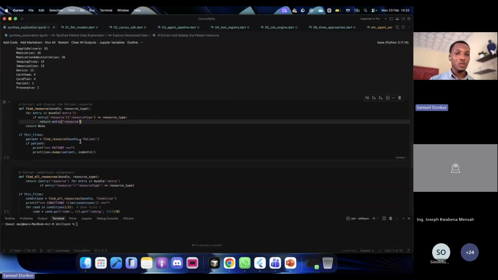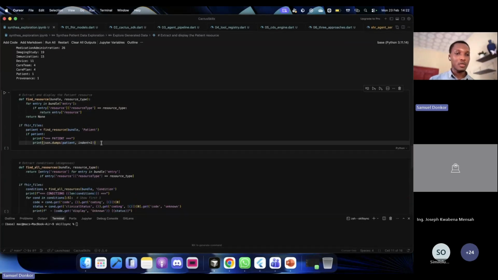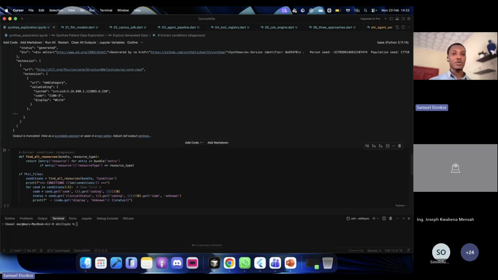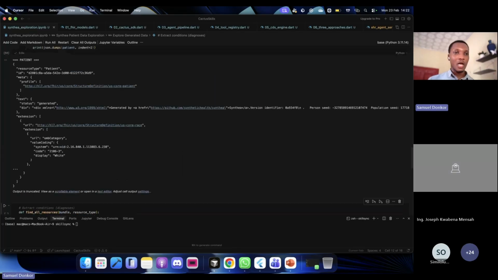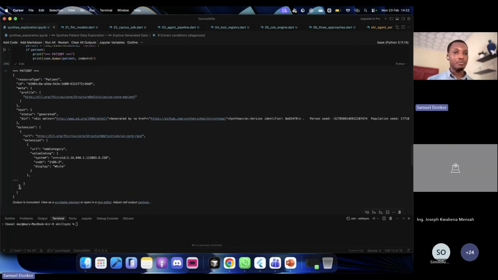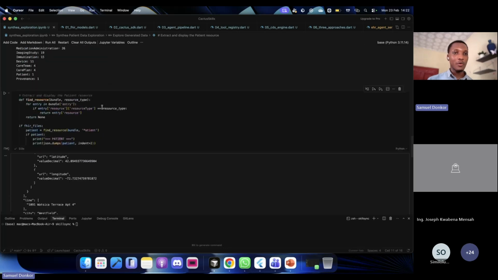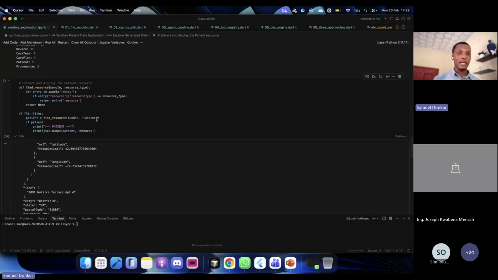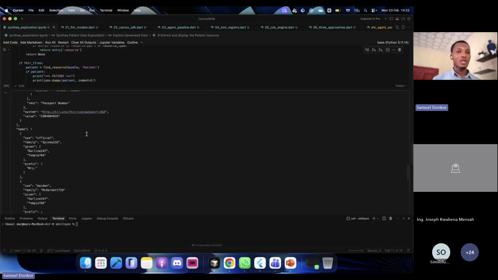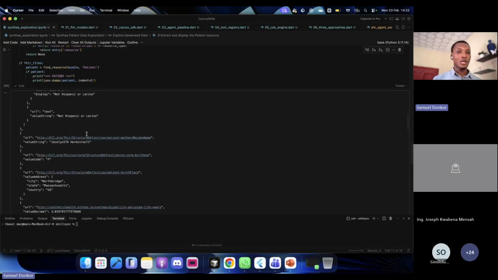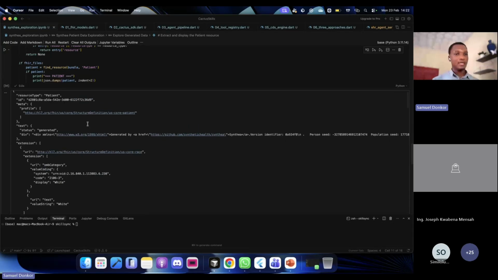Here, let's just look at the patient resource, for example, right? So a typical patient resource looks like this. What we are doing is grabbing the first patient in our simulated data and viewing what that looks like. Here, you can see it's just a JSON, but better clearly represented JSON, right?